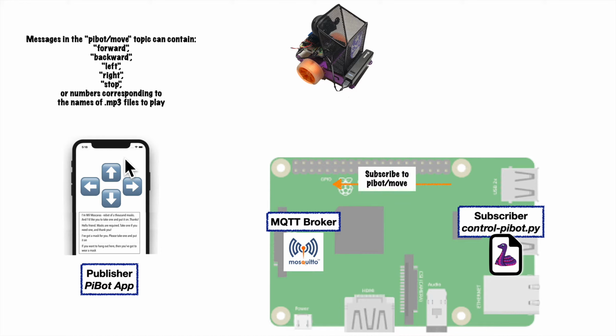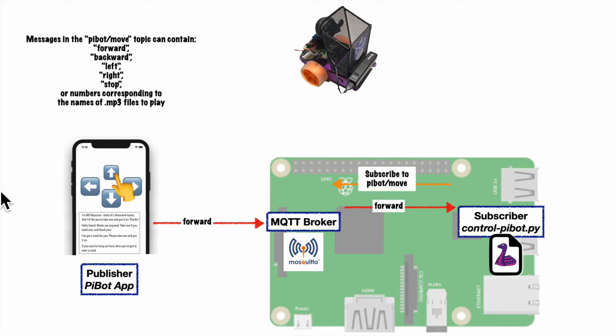So for example, if we put our finger down on the up button in the app, as soon as we do that, the app sends a PyBot move topic message with the contents forward to the broker. Now the broker looks to see who subscribed to PyBot move. It sees the Python program is subscribed, so the broker sends this PyBot move message on with the contents forward to the Python program. The program receives the message, it takes a look at its contents, and I've written the code so that when it sees the word forward, it will throttle the motors forward with a positive value.